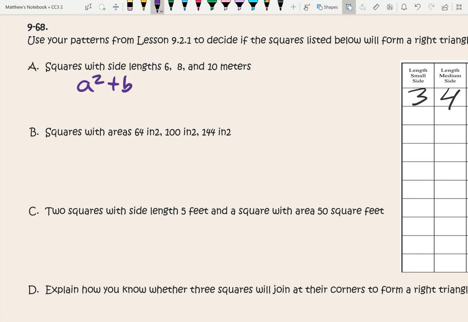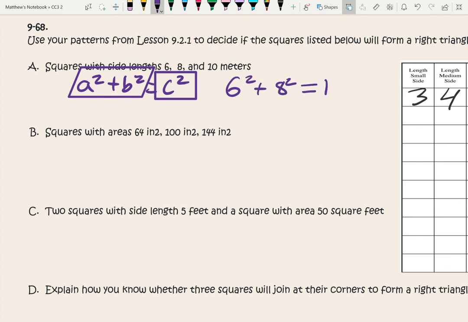A squared plus B squared equals C squared. The area of my first two squares added together has to equal the area of my largest square. So let's go ahead and try it out. 6 squared plus 8 squared, does it equal 10 squared? Well, we've got 36 plus 64. Does that equal 100? My goodness, I think it does. All right, so that'd be the first problem there.